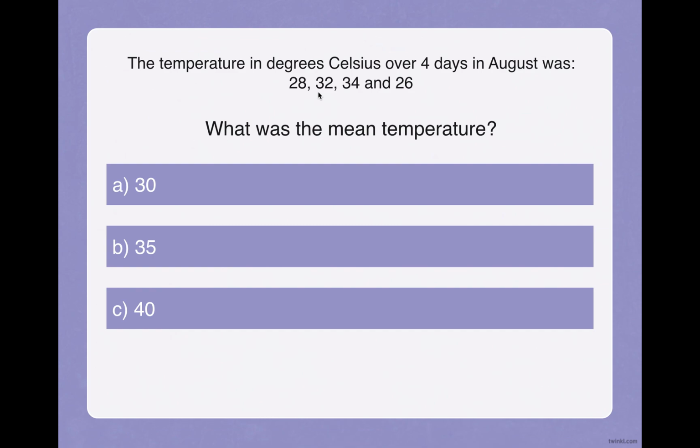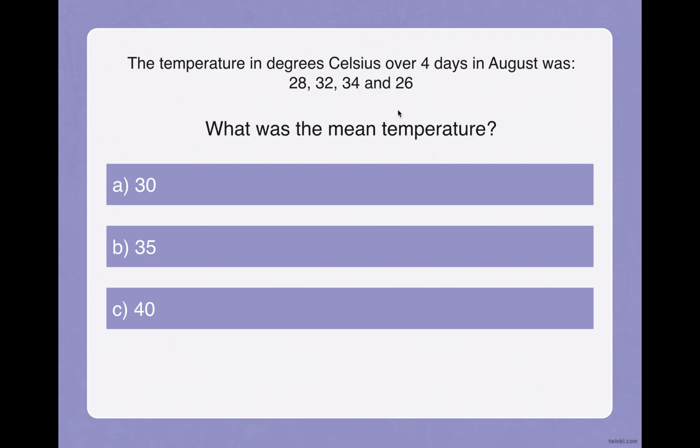Now, question 4. The temperature in degrees Celsius over 4 days in August was 28, 32, 34, 26. This is something similar to what it is now in Australia. So at the moment in Australia, let's check what the temperature is, or where I am. It's 29, guys, 29. This is very hot today.